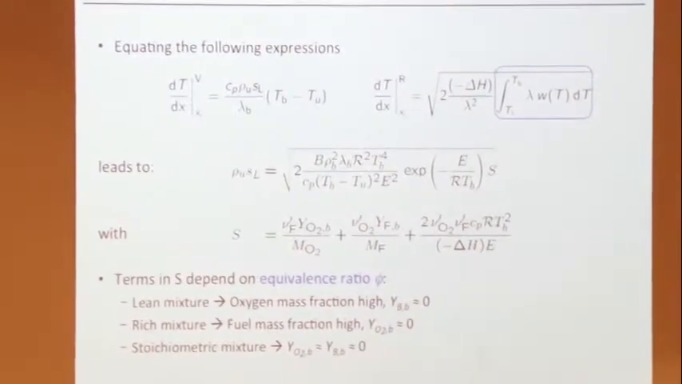which has this exponential function here of Tb, and it has this S function, and S here contains mass fraction of O2, mass fraction of fuel, and this term here. So you see this S term, it depends on equivalence ratio. For very lean mixtures, this here would be 0. The fuel would be 0. For rich mixtures, this would be 0. And for stoichiometric mixtures, both of these would be 0. And that's just this term here remains.